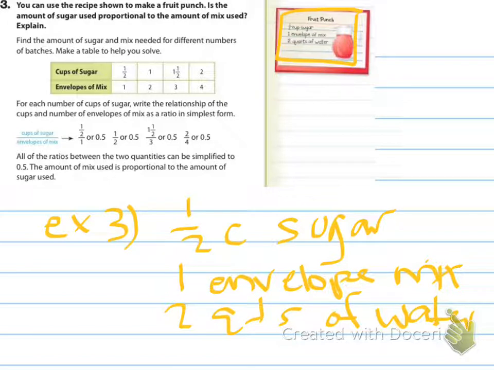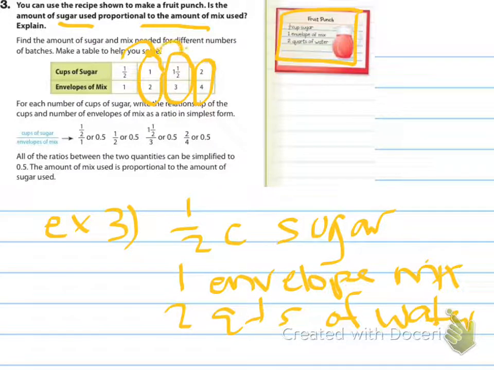So it's asking us, is the amount of sugar used proportional to the amount of mix used? For every 1/2 cup of sugar, you're doing 1 envelope of mix. So if I were to double this, I would use 2 envelopes of mix and 1 cup of sugar. If I were doing 3, I would increase that by the 1/2 cup of sugar and 1 more envelope. If I were going for 4, I would increase that by 1/2 cup of sugar and 1 envelope of mix. So if you notice, we've got a constant rate that we are increasing every time we come here.